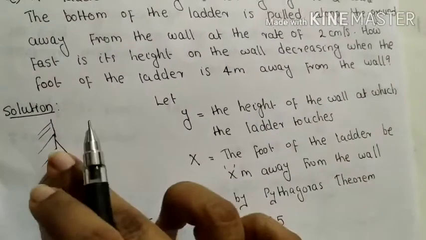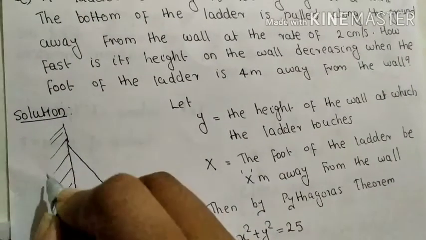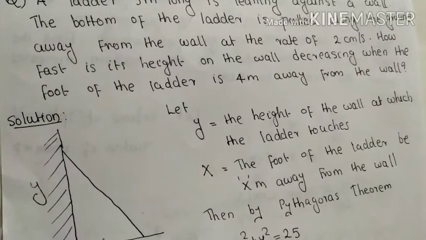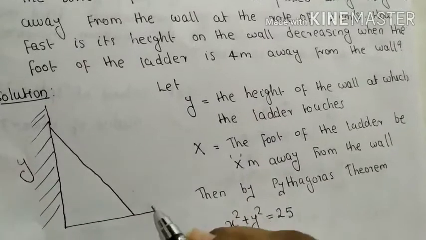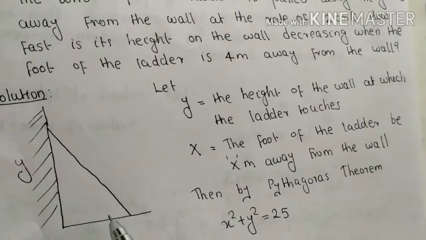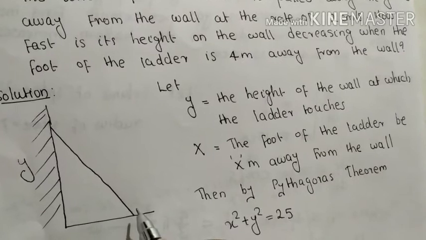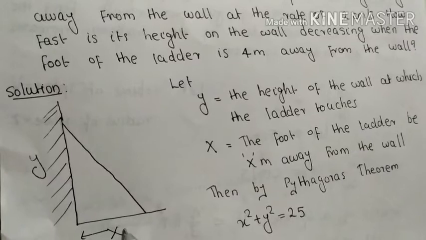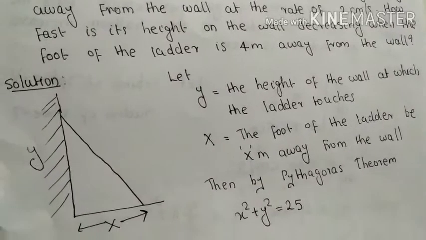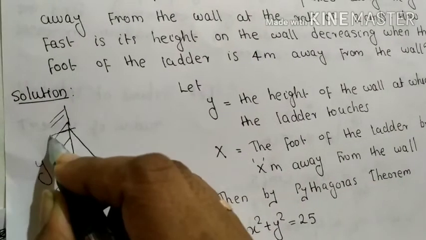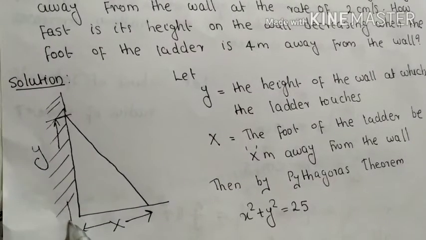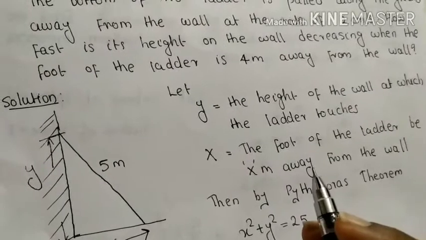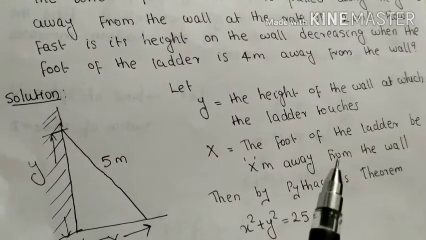That means here y is the height of the wall at which the ladder touches, and x is the foot of the ladder, x meter away from the wall. So x meter is this, and y is from this to this. Okay, and given that the ladder has 5 meter length.